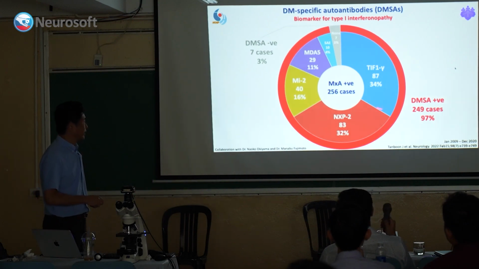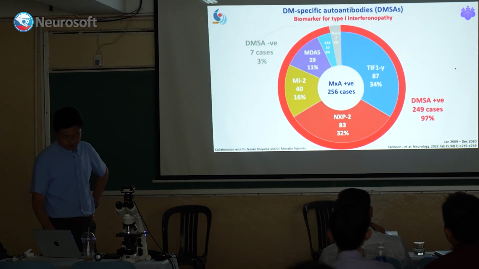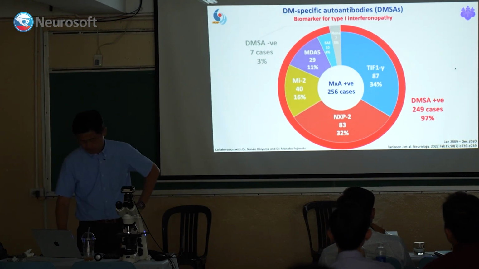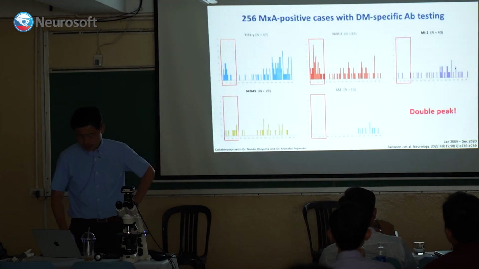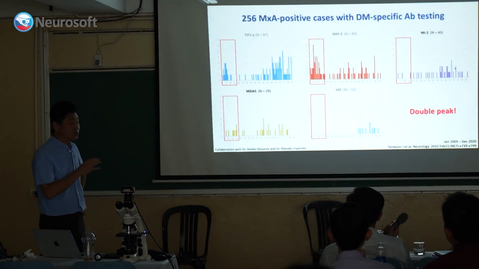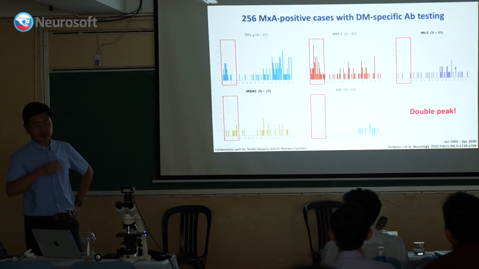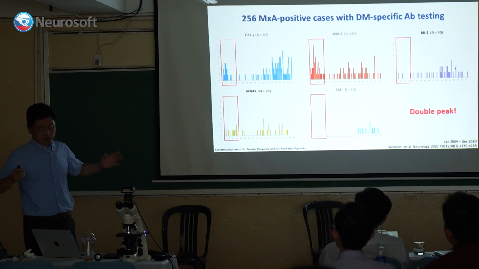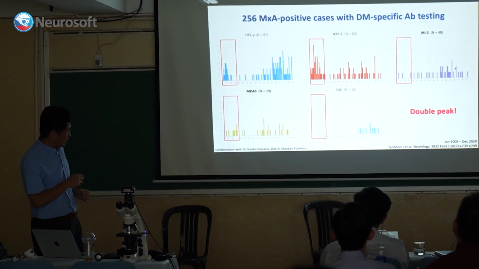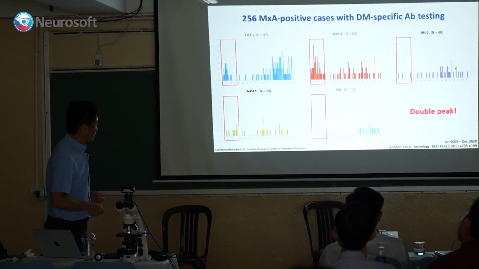And the most frequent one is TIF1 gamma, but the second most common is NXP2. But this pattern is different. The distribution of each, the demographics of the patient, is different depending on the positive autoantibodies.